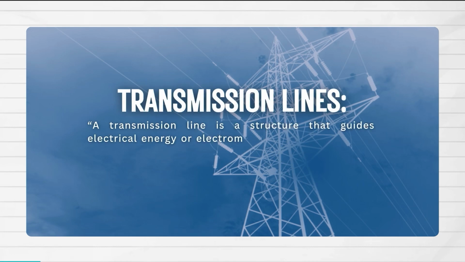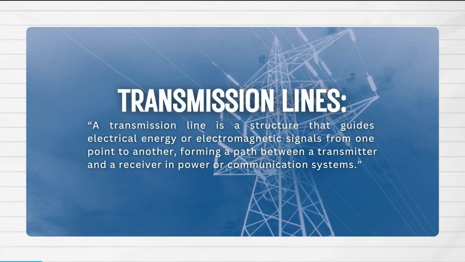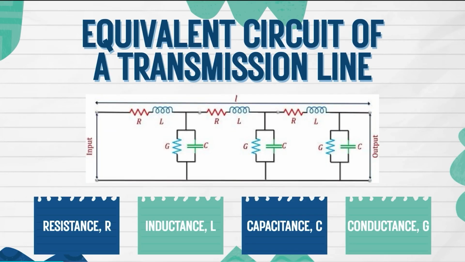A transmission line is a structure that guides electrical energy or electromagnetic signals from one point to another, forming a path between a transmitter and a receiver in power or communication systems. To understand how a transmission line behaves, we can model it as a series of tiny segments, each with four key electrical properties: resistance, inductance, conductance, and capacitance.